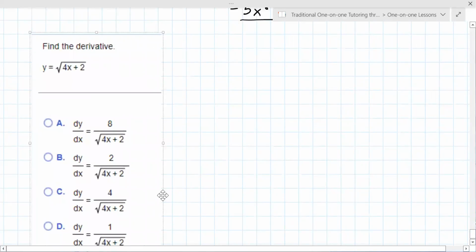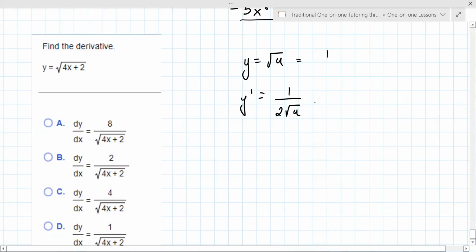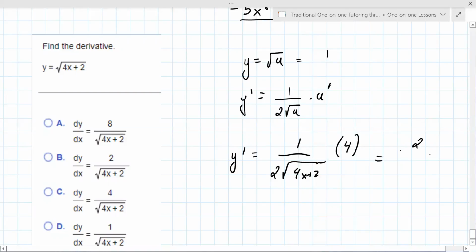By this point in the course, what you're supposed to know now is that the derivative of this ends up being 1 over 2 square root u times u prime. Basically, the square root goes to the bottom, the 2 in front, but then you multiply by the derivative of the inside function. So for your problem here, it's 1 over 2 times the square root of 4x plus 2. But then you multiply by the derivative of the inside part, 4x plus 2, and that derivative is 4. 4 over 2 cancels to make 2. So 2 over the square root of 4x plus 2.